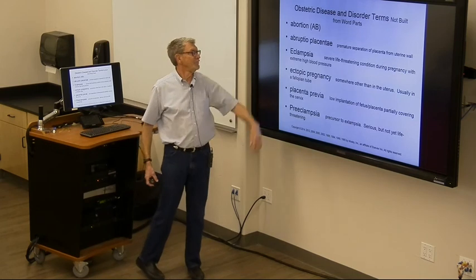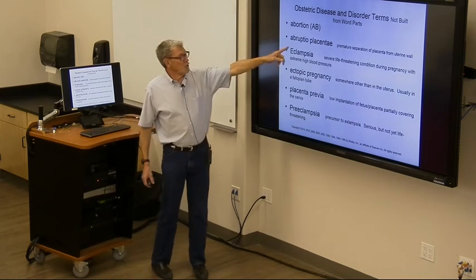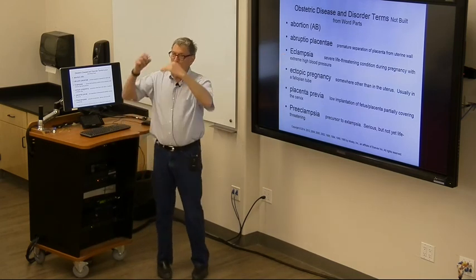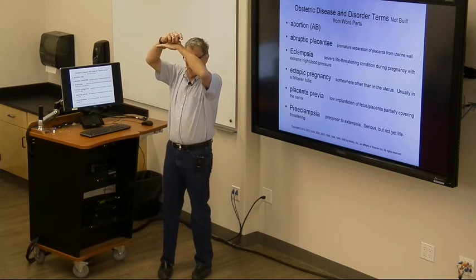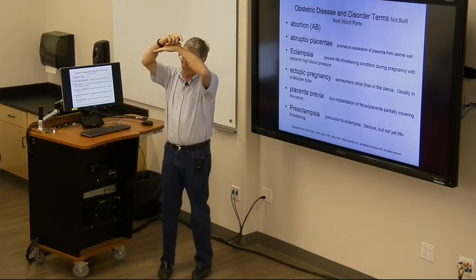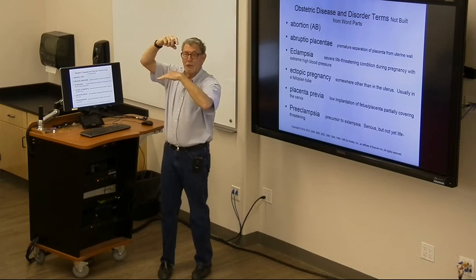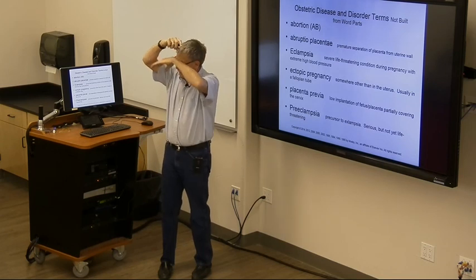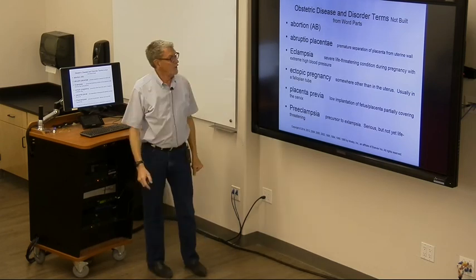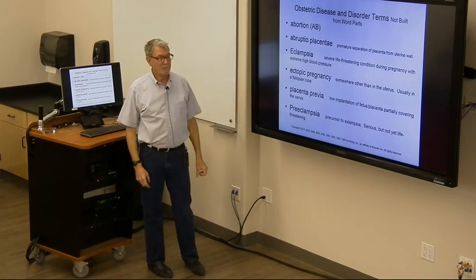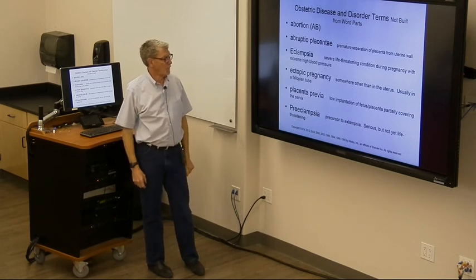Abortion. Abruptio placenta is where the placenta, ahead of time, accidentally, not supposed to, tears loose from the wall of the uterus. An early separation before it's supposed to happen.